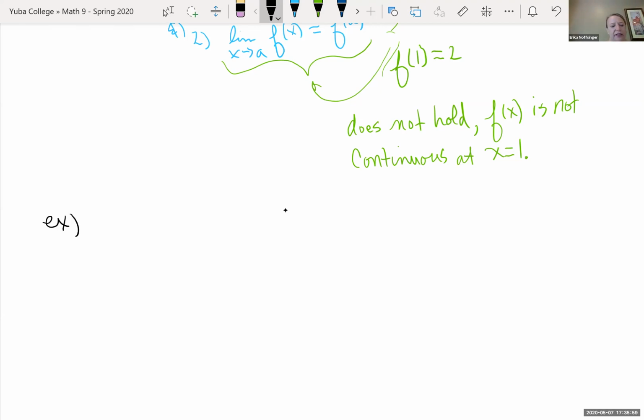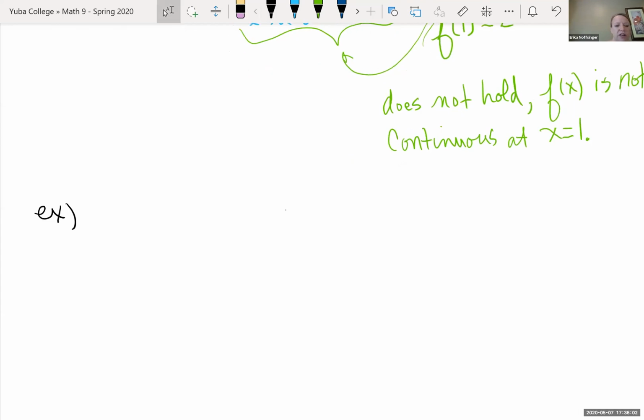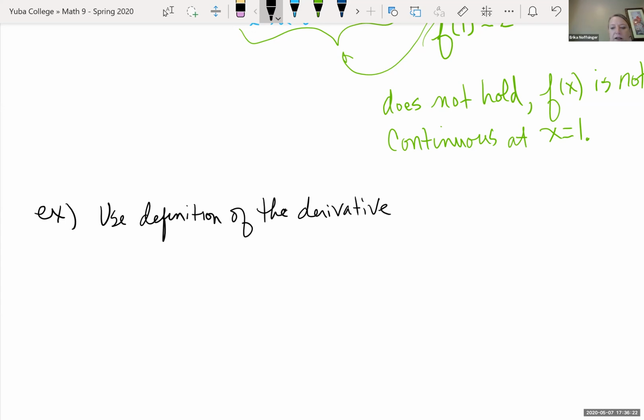So we got into then the derivative, and we first looked at the derivative using the difference quotient and limits. So use the definition of the derivative to find f prime of x, where f of x, let's say, is equal to 1 over x.